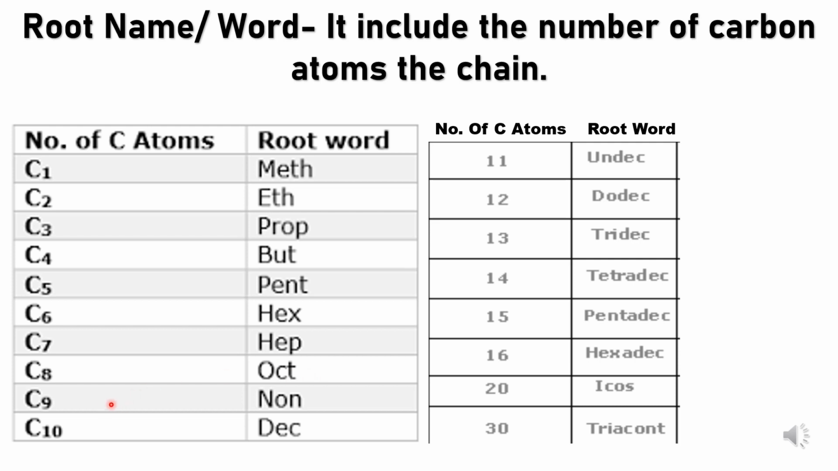If 6 carbon atoms are present in the chain, hex. If 7, then hept. If 8, then oct. If 9, then non. And if 10, then dec. Here again the number of carbon atoms from 11 to 30 has been mentioned. So basically this root name or root word is the number of carbon atoms present in any chain in a particular structure.